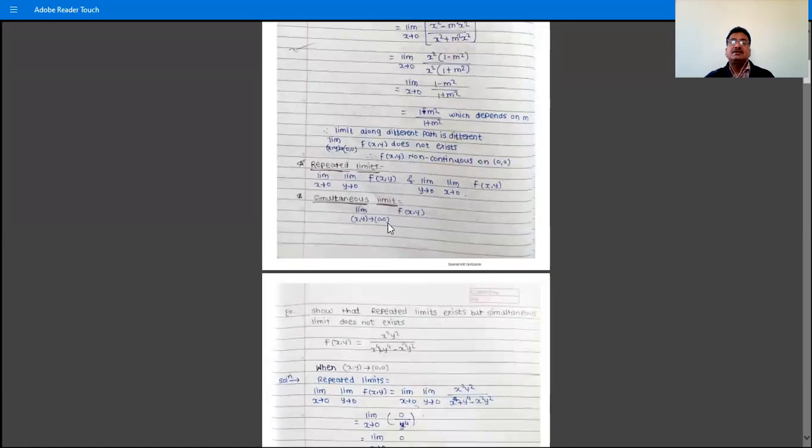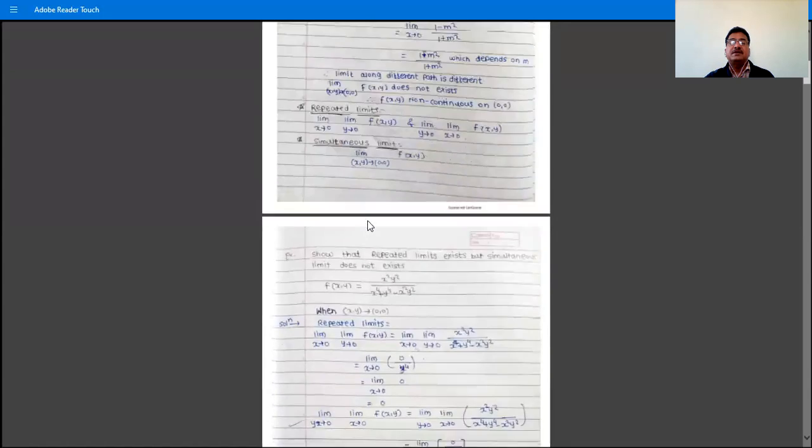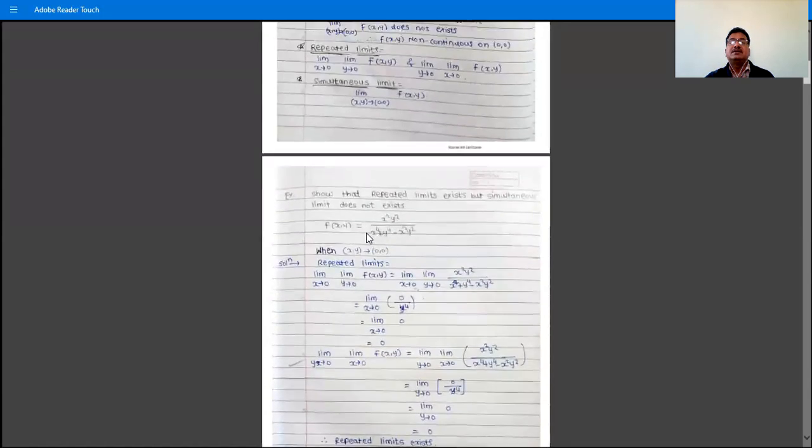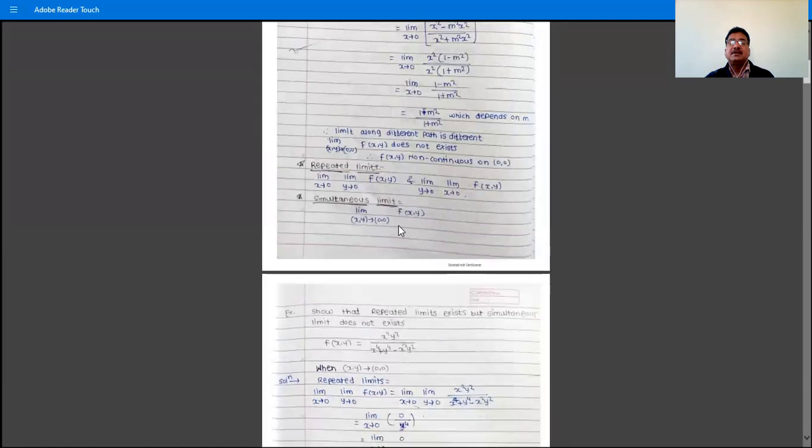And then next, the limit as (x, y) tends to (0, 0) of f(x, y), or the limit as (x, y) tends to (a, b) of f(x, y), is called the simultaneous limit. Okay, and that is the first definition of this paper, the simultaneous limit. And these are called repeated limits: the limit as x tends to 0 of the limit as y tends to 0 of f(x, y), or the limit as y tends to 0 of the limit as x tends to 0 of f(x, y).